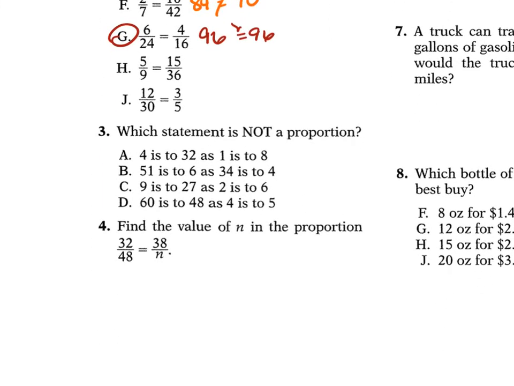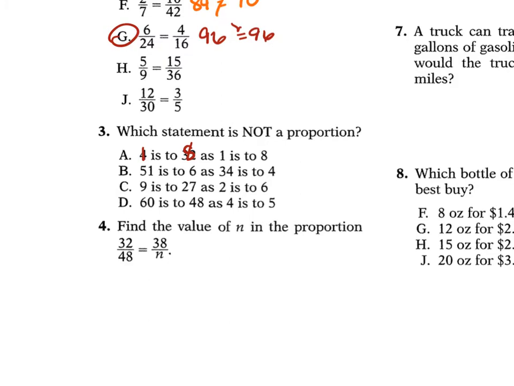For 3, it says which statement is not a proportion. So for A, you have 4 is to 32 as 1 is to 8. So 4 and 32 are both divisible by 4. The 4 would become a 1, the 32 would become an 8. So A is a proportion. You're looking for the one that's not.